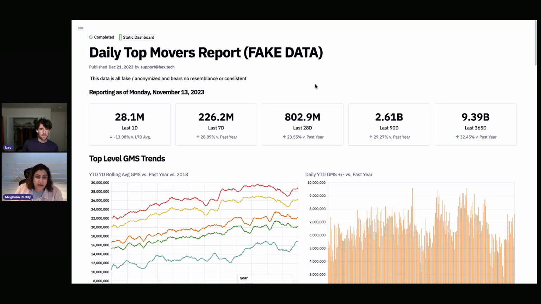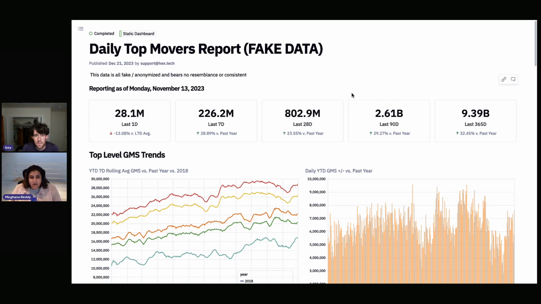Awesome. All right. So now we are in the first demo that I wanted to show you all, which emphasizes, I believe, the quality of insights. So this daily top movers report, all fake and anonymized data, but illustrative of the types of insights that our executive team is looking for on a day-to-day basis.